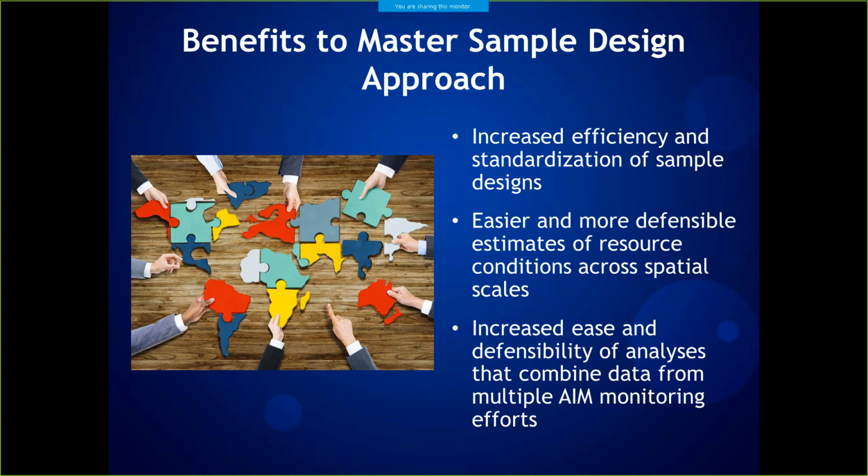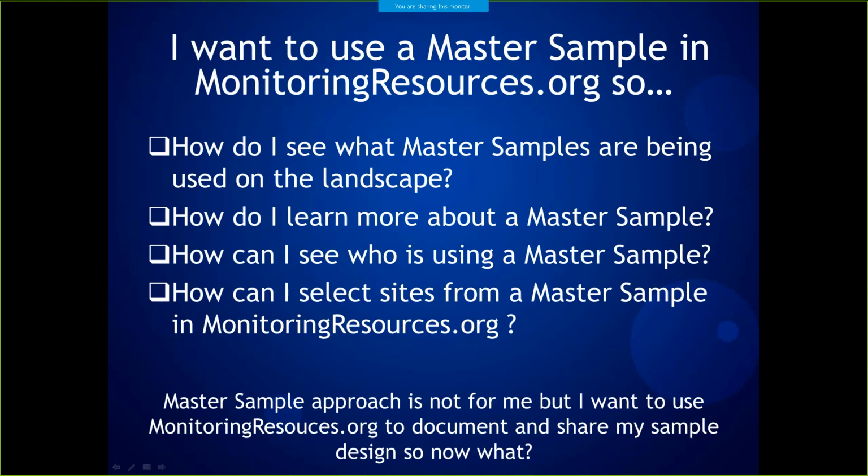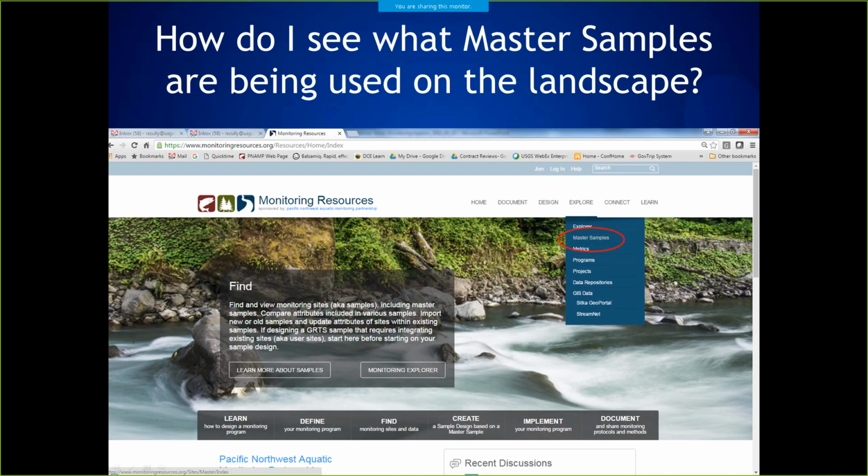So if this is something that you're interested in and you want to use the master sample approach, how would you do that, and how would Monitoring Resources help you? There are multiple different questions that might come up if you're trying to use a master sample in MonitoringResources.org, or in general. First, you'd want to know what master samples exist, because the idea is that a user would select sites from an existing master sample, so then your data can be combined with other people who are using that master sample. The first obvious question is, what master samples are being used on the landscape, and which ones are documented in MonitoringResources.org?